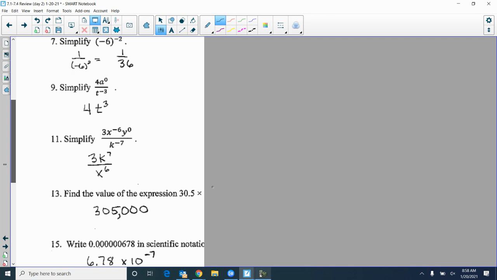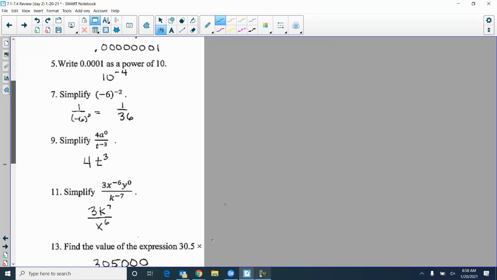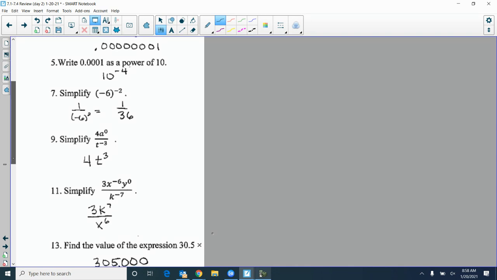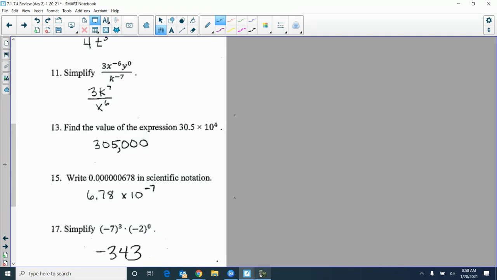When you are done. 13, find the value of the expression 30.5 times 10 to the 4th, so you're just multiplying that. That just means you take the decimal point and move it 1, 2, 3, 4 to the right, 305,000. Scientific notation, it has to be between 1 and 10. 6.78 times 10 to the negative 7th.